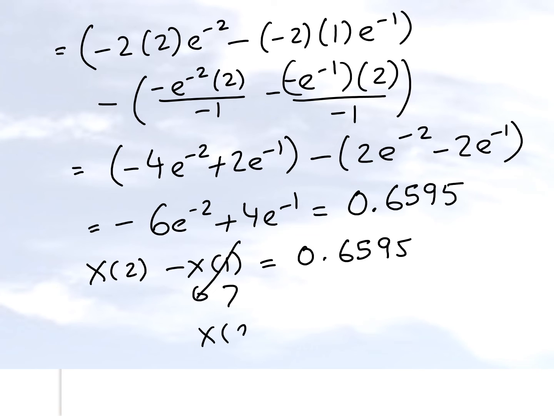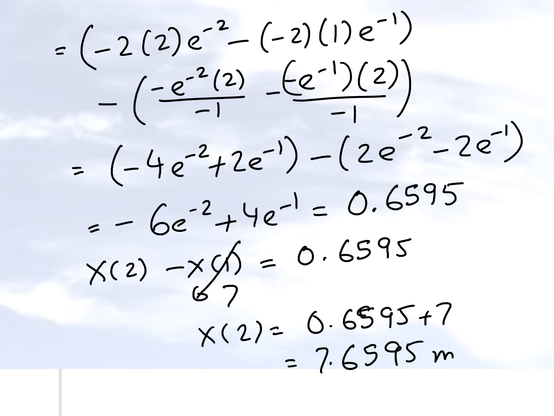So x of 2 will be equal to 0.6595 plus 7, and that gives us 7.6595 meters. And that's part A. So this is the value of part A. Let's go and see what part B gives us.